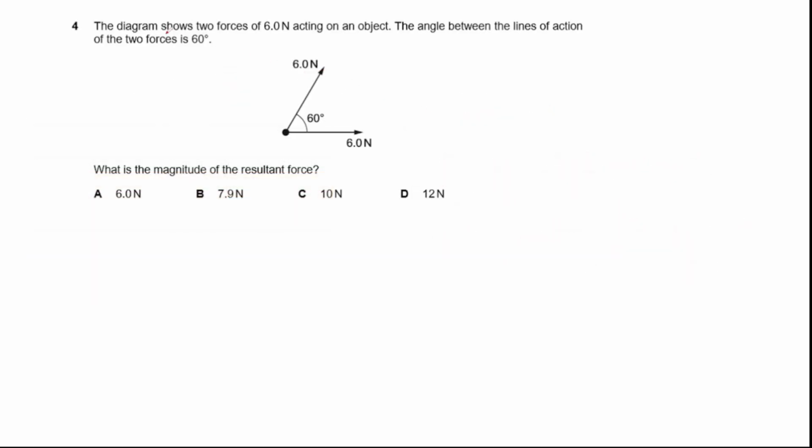So the next one, the diagram shows two forces 6 Newton acting on an object. The angle between the lines of action of two forces is 60 degree. So what is the magnitude of resultant force? So there are two basic methods to find out the resultant force. The first one is triangular vector addition, triangular method, and the second one is the parallelogram method. So you can go for either of the method.